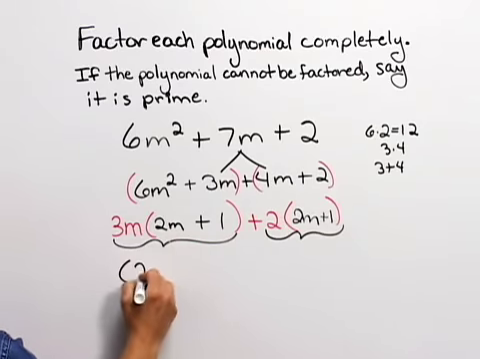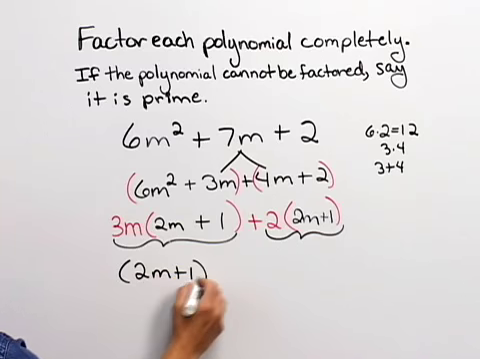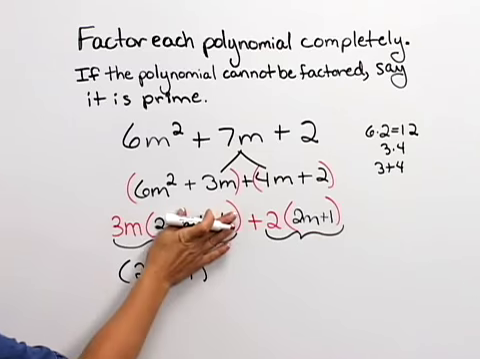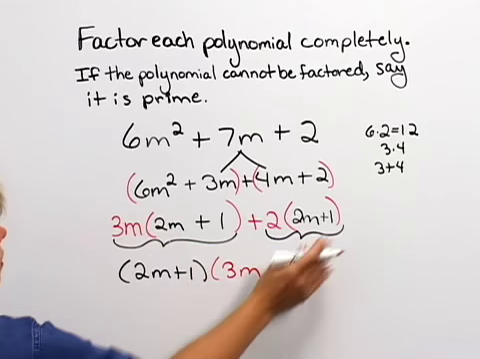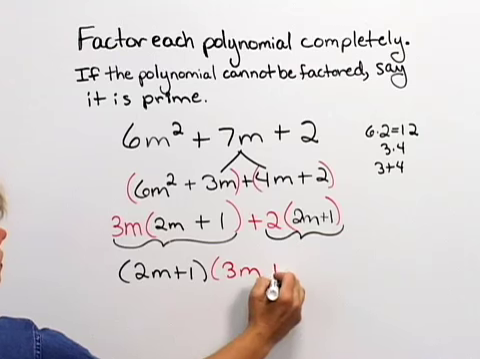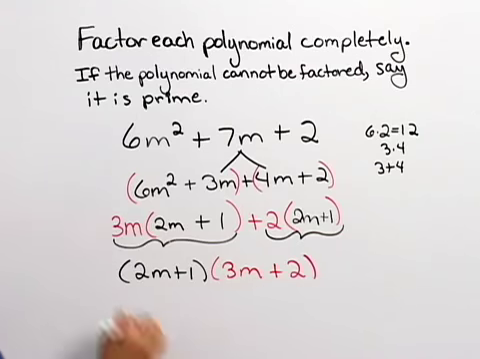So let's factor the 2m plus 1 out front. When you factor the 2m plus 1 out of here, you're left with a 3m. When you factor it out of here, you're left with the 2. So our trinomial up here, completely factored, is 2m plus 1 times 3m plus 2.